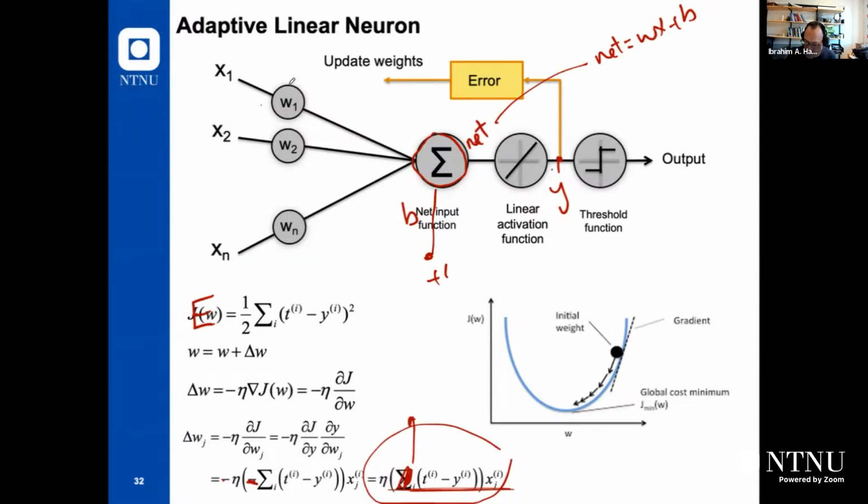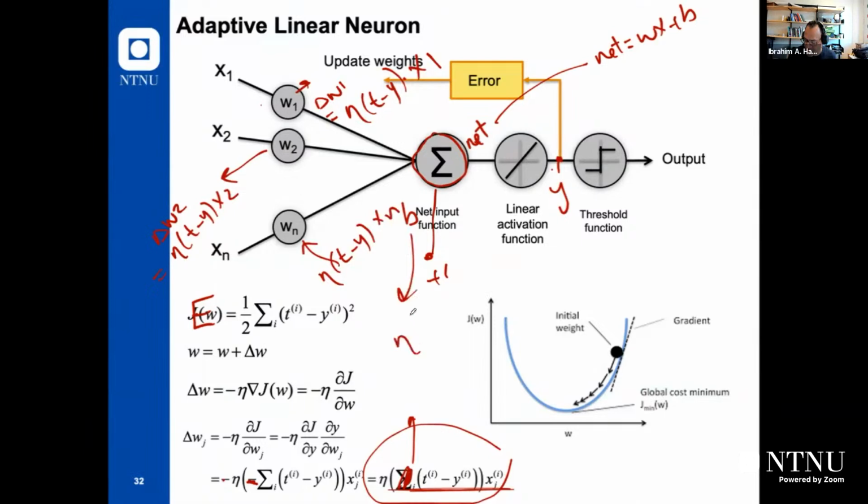So if I need to adjust omega 1, delta omega 1 will be eta multiplied by (t minus y) multiplied by x1. If you need to adjust omega 2, delta omega 2 equals eta multiplied by the error (t minus y) multiplied by x2. If you need to adjust this one, it will be the same: eta multiplied by (t minus y) multiplied by xn. If you need to adjust the bias b, it will be just eta multiplied by (t minus y) multiplied by plus 1.